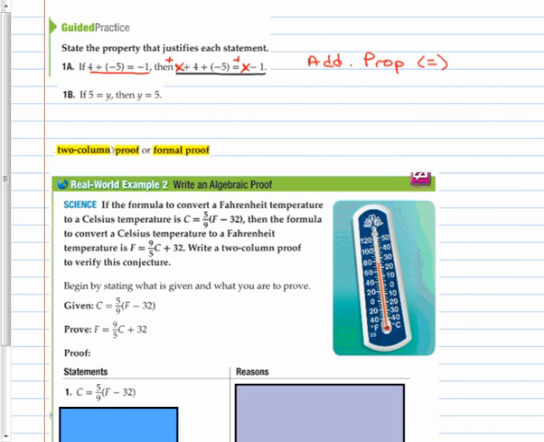So let's try 1B up here. What allowed them to say if 5 equals y, then y equals 5? There it is. That's the symmetric property. Symmetric property of equality. All right. So we're getting pretty good at that.